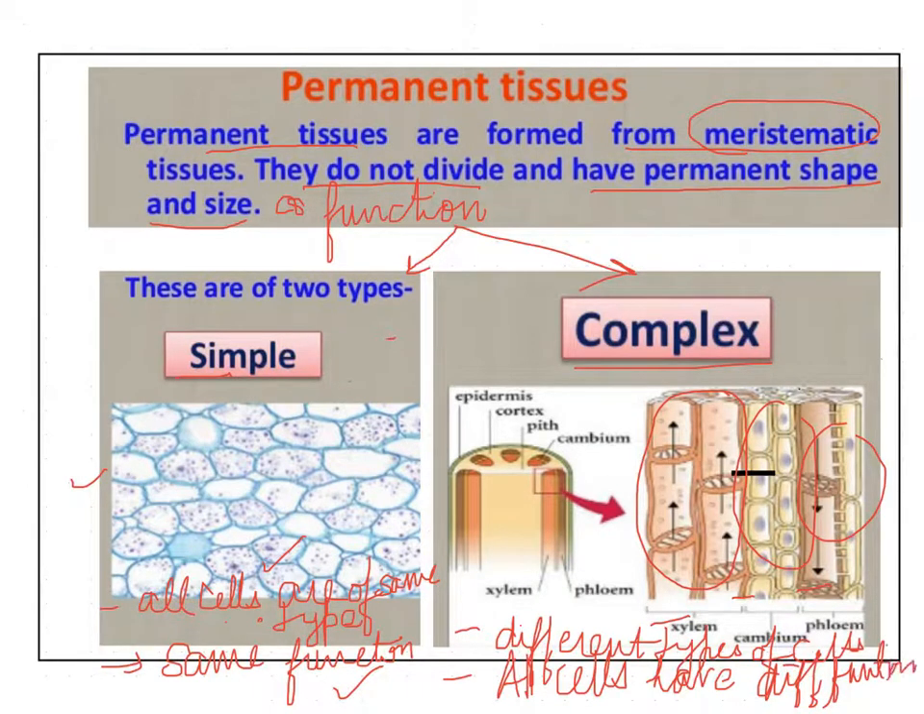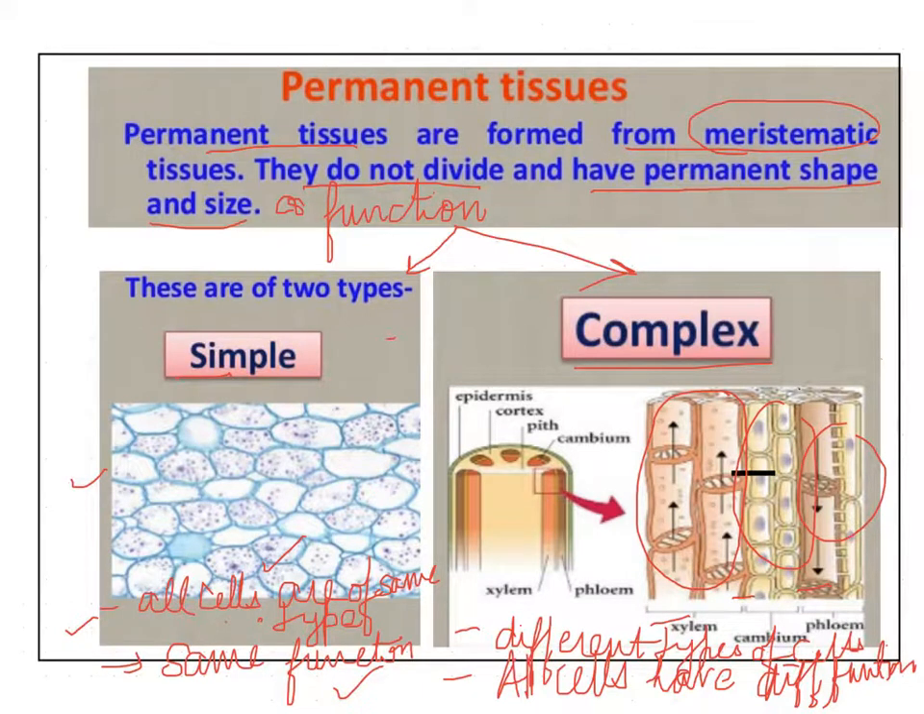So suppose I ask you to write the difference between simple and complex tissue. Simple tissue means all cells are of the same type, and they all perform the same function. Complex tissue: different types of cells are present, and they all perform different functions. Clear? Now let's take up the simple tissues.